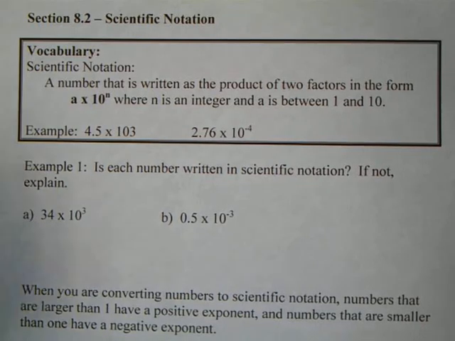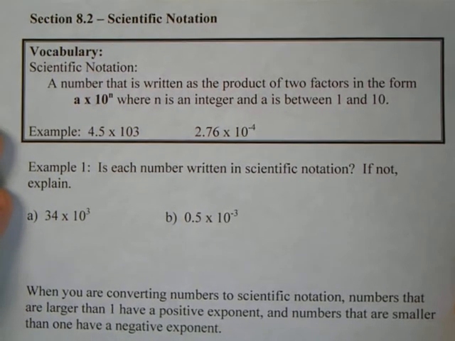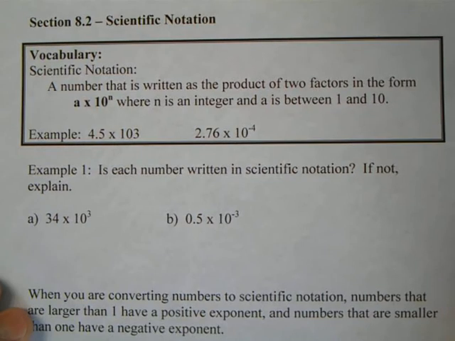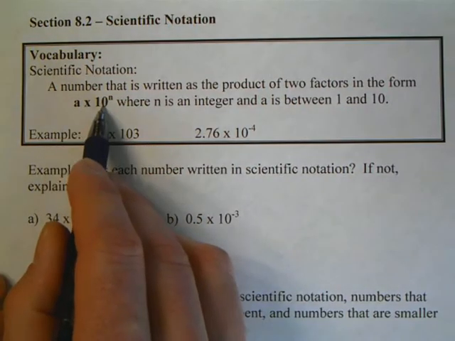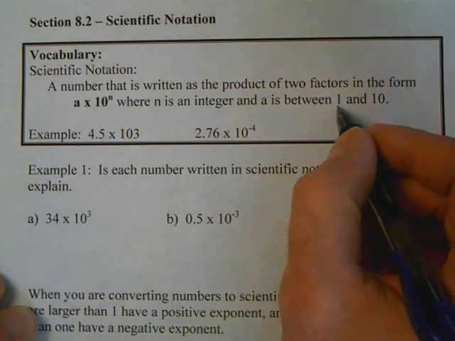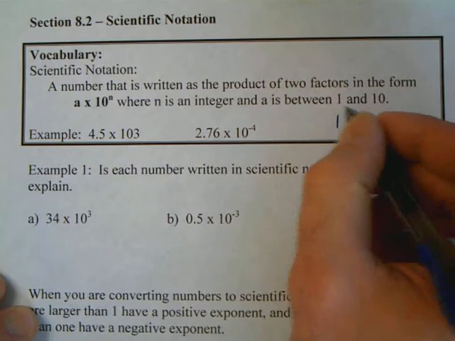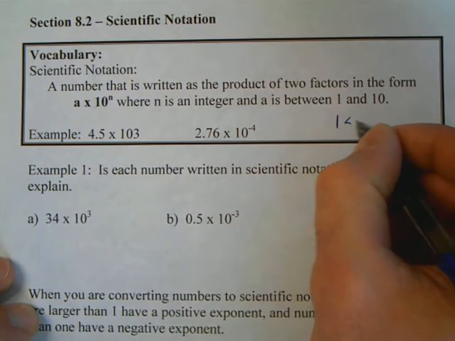This is section 8.2. We're talking about scientific notation today. Many of you may have done scientific notation in science in some way, shape, or form. The goal of scientific notation is to write very large or very small numbers as a number times 10 to a power. Now the number has to be equal to 1 but less than 10. So between 1 and 10 really isn't written correctly, but we should probably say it's equal to or greater than 1 but less than 10.